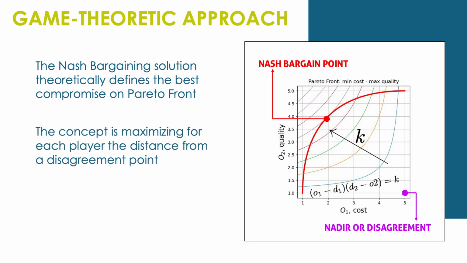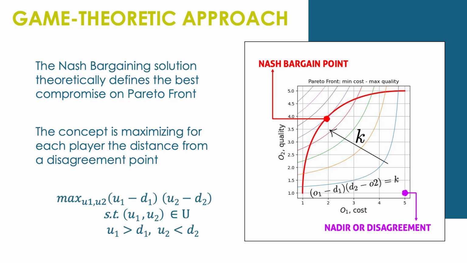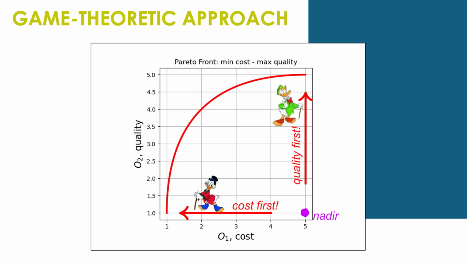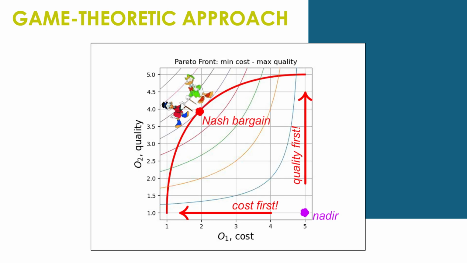Theoretically, the concept is applying a maximization for each player of the distance from the disagreement point, like the nadir point that we have shown before. Taking for each single objective the distance between a point u1 and the disagreement point, we try to maximize this kind of function, in two dimensions like a hyperbola. So if we want to be as far as possible from the nadir or disagreement point, we can try to find on the Pareto front the point that maximizes the criteria, the Nash bargaining point. So in the end, instead of having no agreement and going to the nadir restaurants, both Uncle Scrooge and Gladstone meet at some point that in this case is a fair way of defining a bargain between the two players.